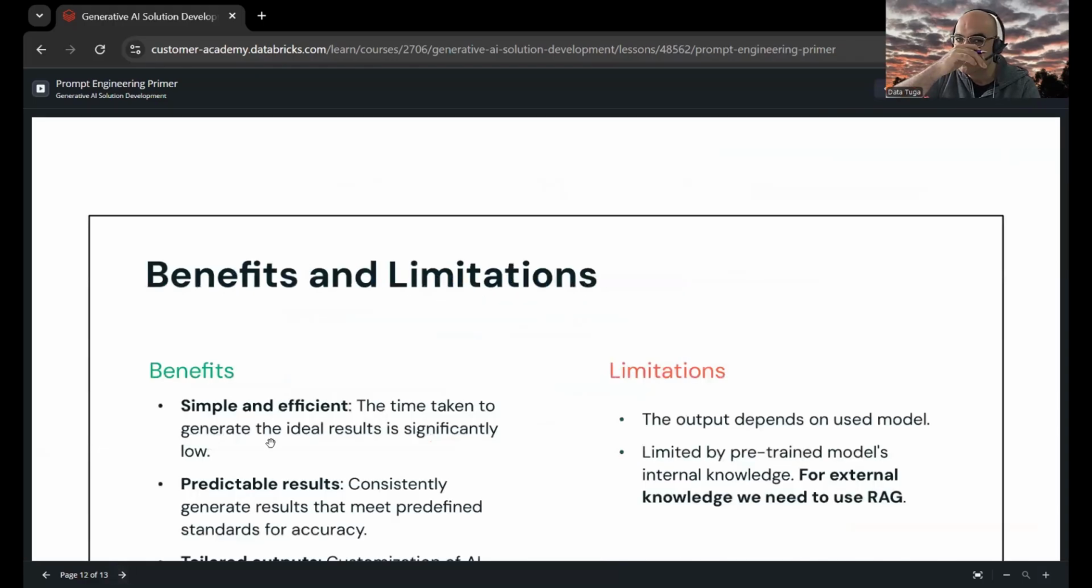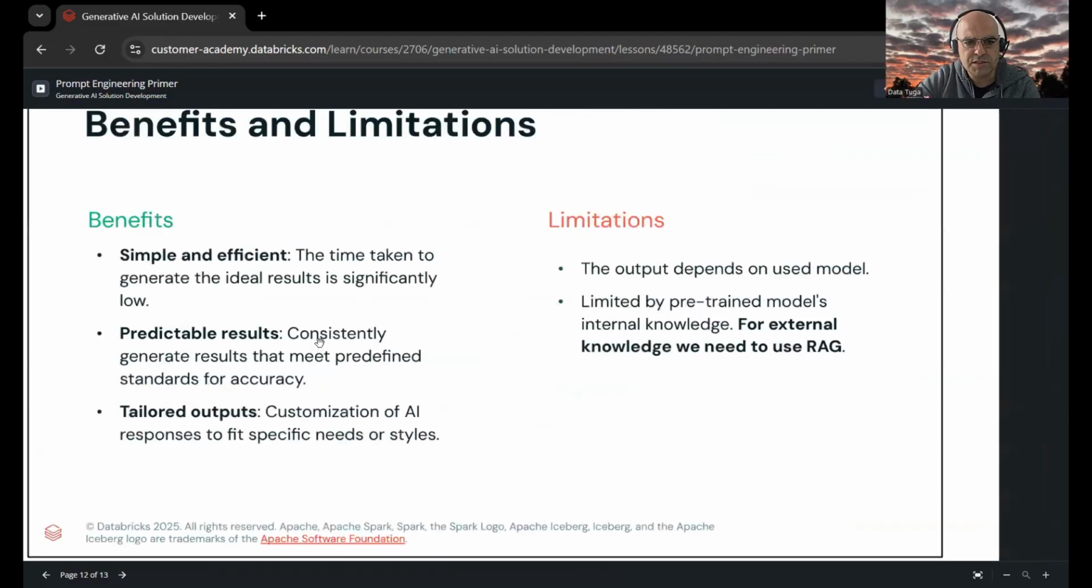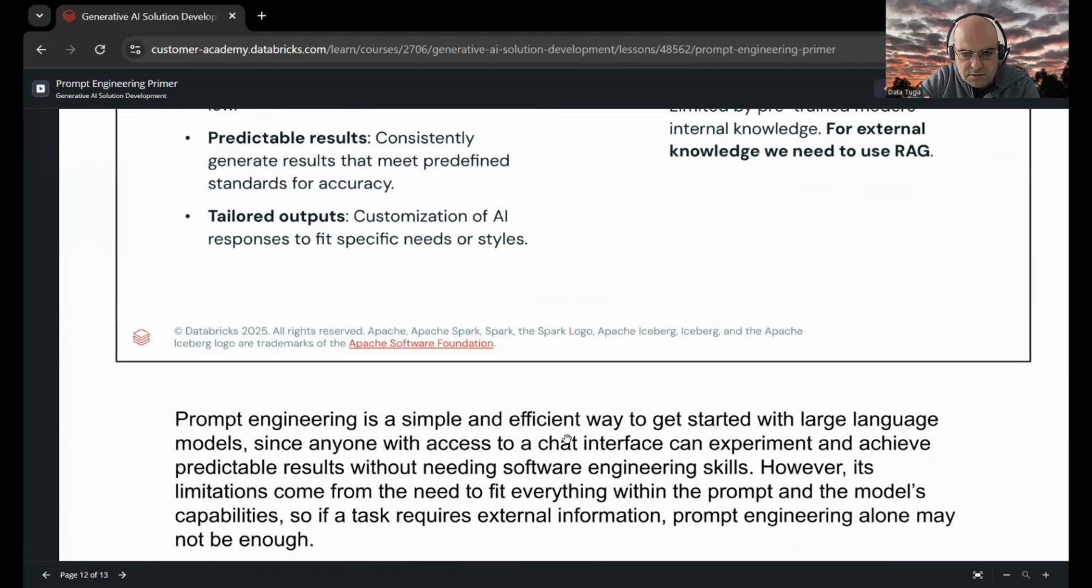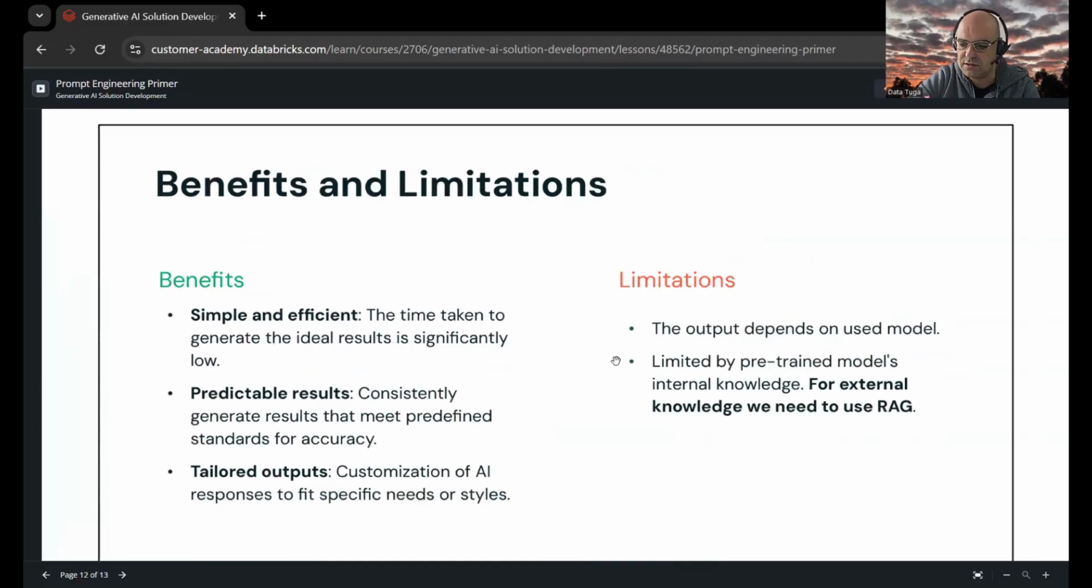Next, benefits and limitations. Benefits and limitations of the prompt. It's simple and implicit. Time taken to generate the ideal result is lower. Predictable and consistent, it generates results that meet a predefined standard. Okay, cool.